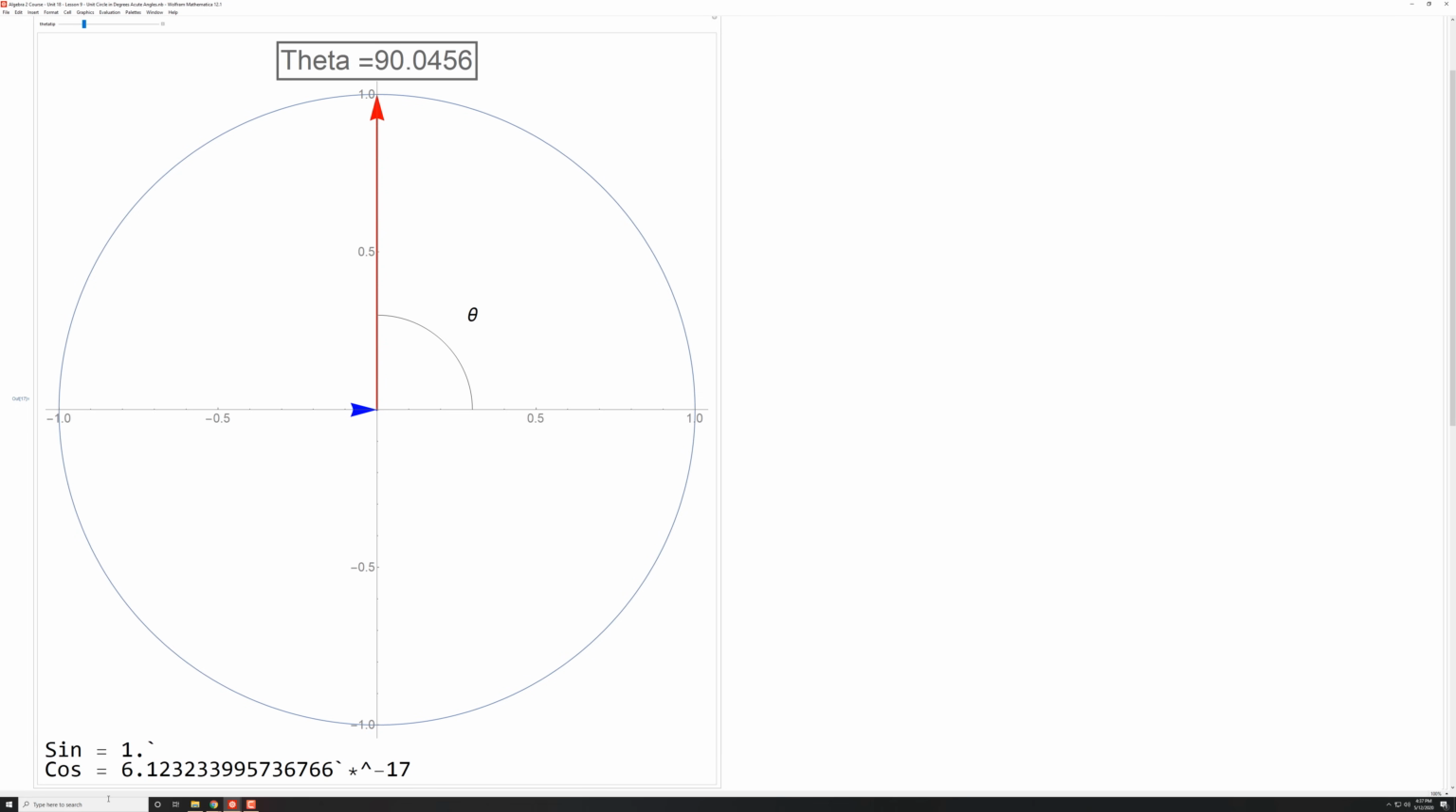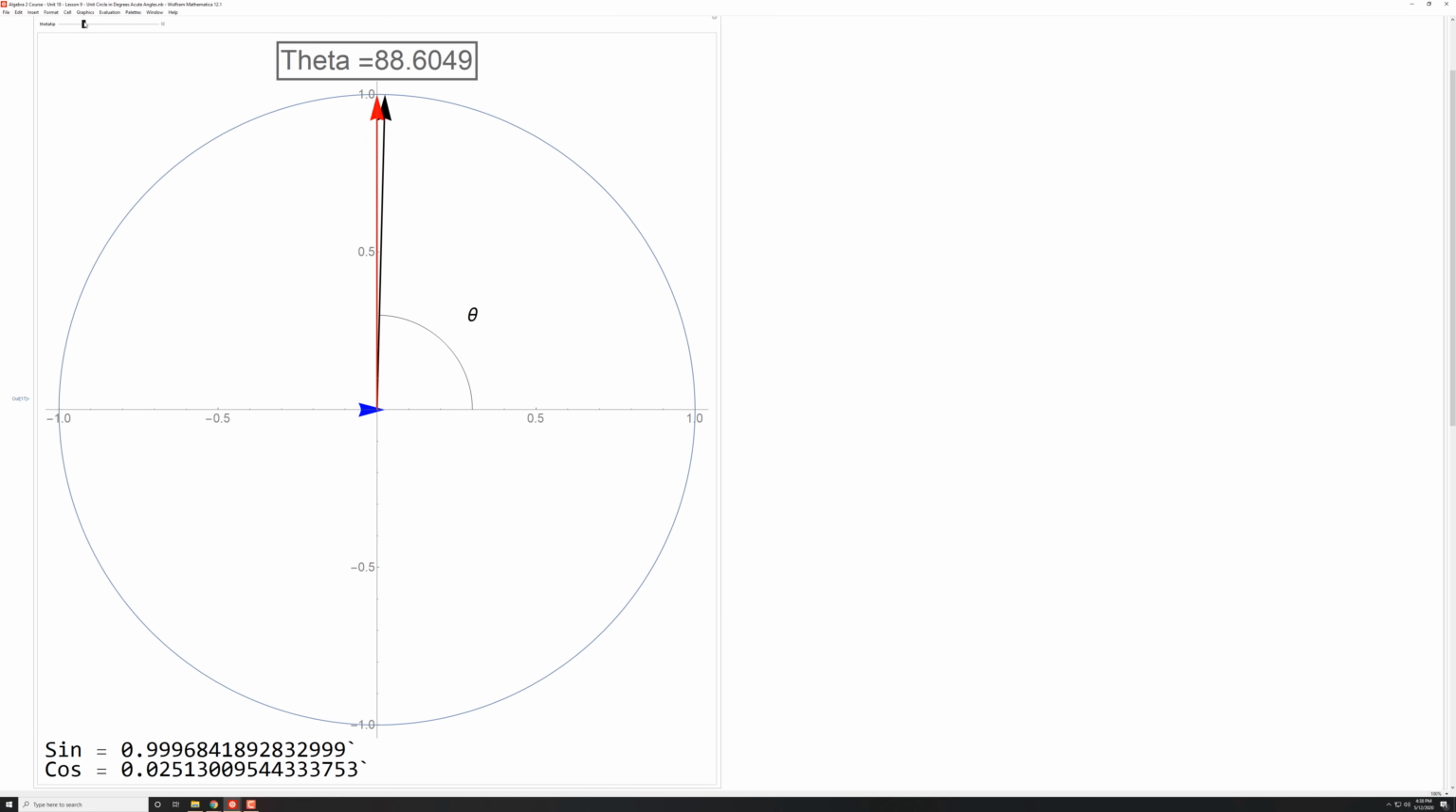Notice that now the sine is very, very close to 1, and the cosine is just 10 to the minus 17. That's almost exactly 0 there because the theta here is not exactly 90 degrees. But you can see then, as I approach this position, the red arrow gets closer and closer to 1, and the cosine gets closer and closer to 0.